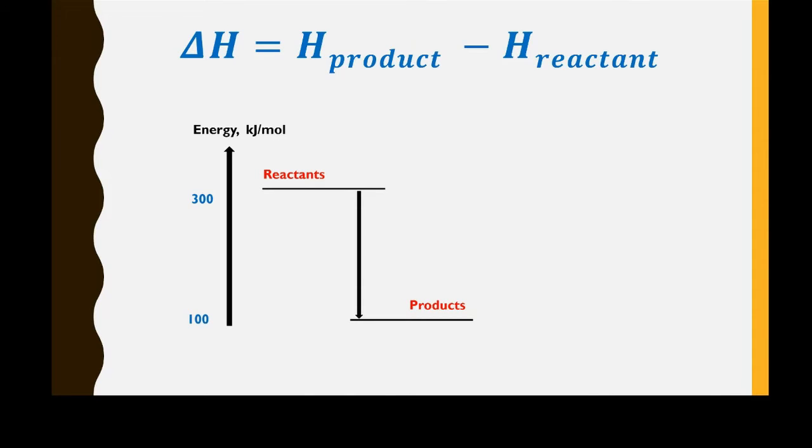The first equation, enthalpy change equals enthalpy of products minus enthalpy of reactants, applies to questions in which the relative energy content of reactants and products are known in an energy level diagram or profile diagram. For example, if the reactants have an energy of 300 kilojoules per mole and products have an energy of 100 kilojoules per mole, then the enthalpy change will be 100 minus 300, you get negative 200 kilojoules per mole.